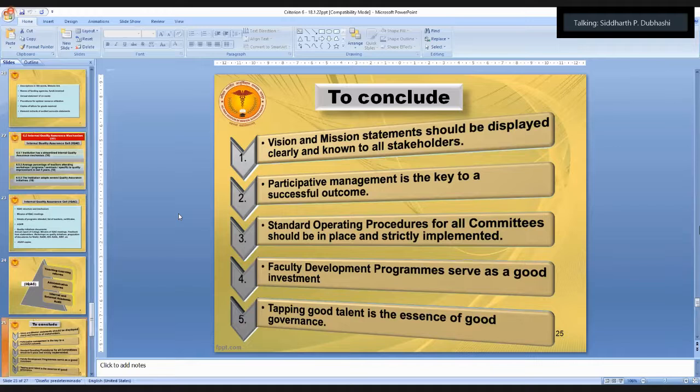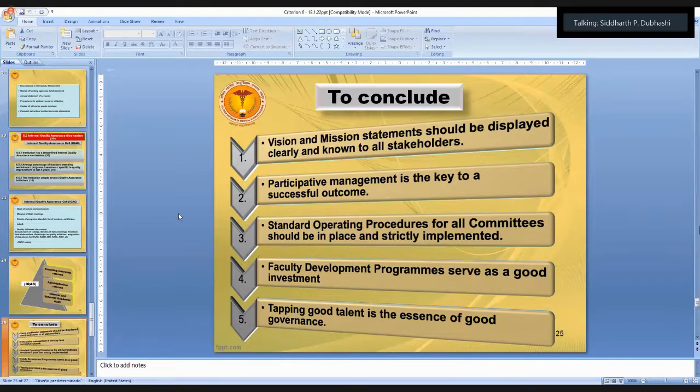Take-home messages. The vision and mission statements should be displayed clearly and known to all stakeholders. Who are our stakeholders? The students, their parents, the patients, their relatives, our colleagues, our peers, everybody, all are important stakeholders. Participative management is the key to successful outcome. The I has to be replaced by we. It's about teamwork. Standard operating procedures for all committees should be in place and strictly implemented.